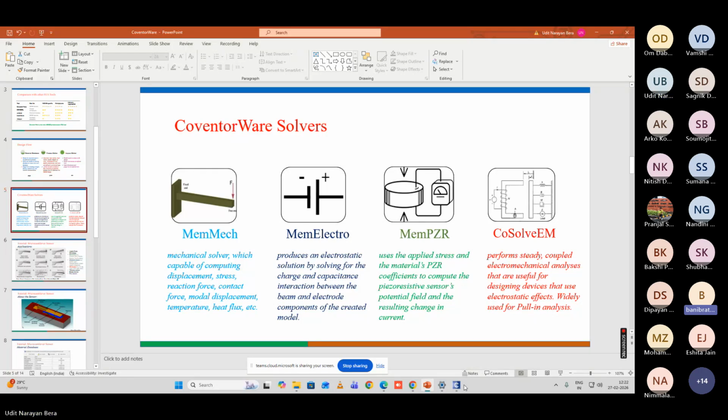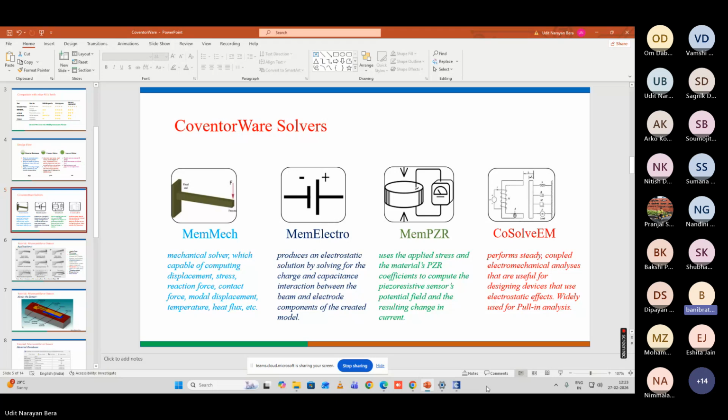So that's why we are trying to give exposure to these beautiful tools using which you can do the complete design, analysis, and simulation from every perspective. Here are the different kinds of solvers. For mechanical analysis, we have to use this MEMS solver. For electrical analysis, we have to use this MEM electro. For PZR or piezoresistance based analysis, we have to use the MEM PZR solver. And co-solve is basically helping you combine multiple domains together, for coupled physics and coupled analysis, where electromechanical means both the electrical part as well as the mechanical part. Likewise, coupled analysis is possible, right?